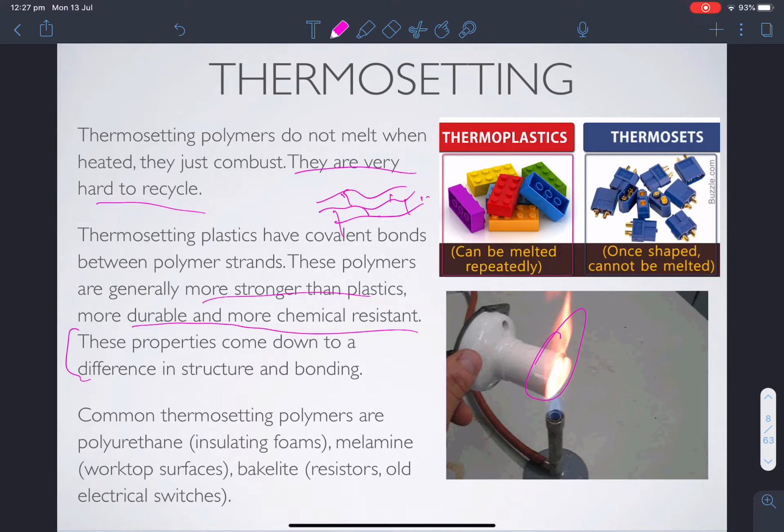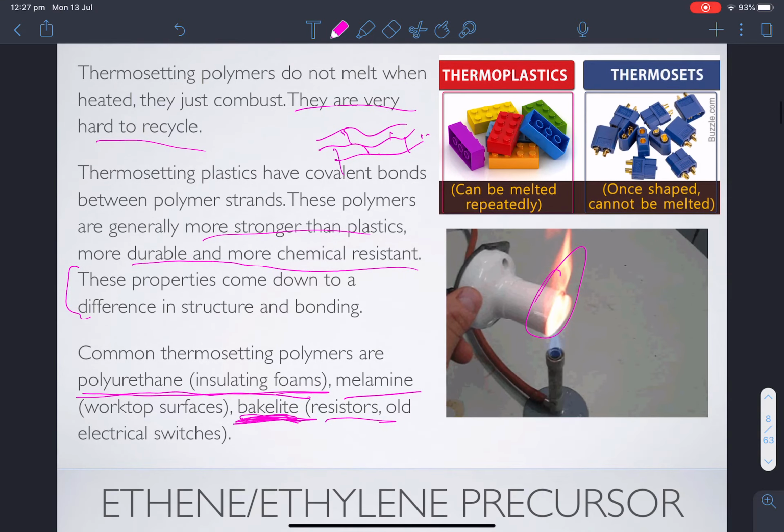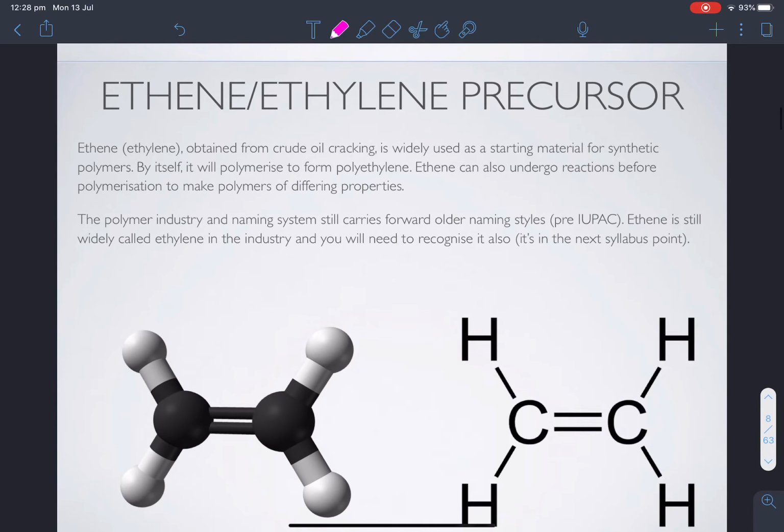So common thermosetting polymers are polyurethane. You'll often encounter those as insulating foams. Melamine, so the worktop surfaces, you want them to be resistant to heat and chemicals. And also the plastic called Bakelite, one of the oldest plastics that humans have made. They're used for resistors, and if you've been in the old houses, you might see them as those classically brown or black switches. They're really, really chunky switches, or old telephones, that black or brown, really thick plastic. That's called Bakelite. One of the first synthetic plastics to be made.